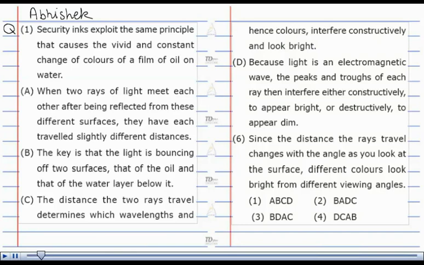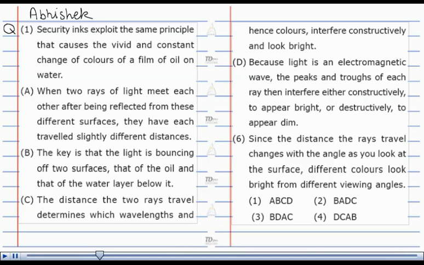Statement 1: Security inks exploit the same principle that causes the vivid and constant change of colors of a film of oil on water. A. When two rays of light meet each other after being reflected from these different surfaces, they have each traveled slightly different distances. B. The key is that the light is bouncing off two surfaces, that of the oil and that of the water layer below it.